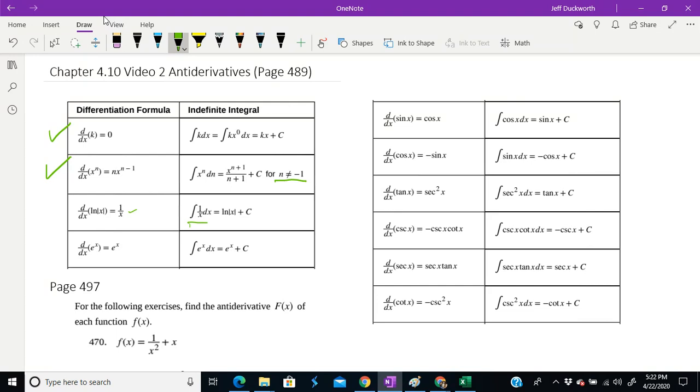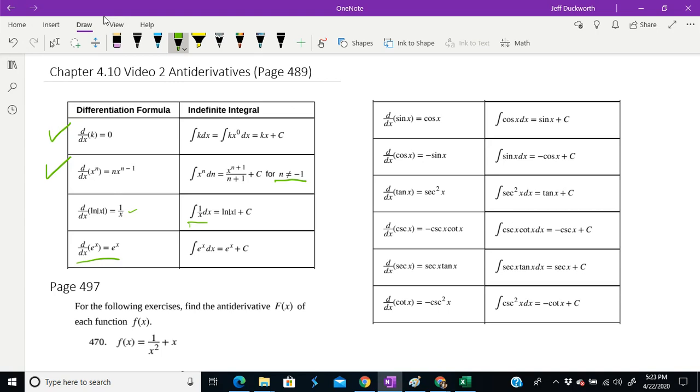So it has to follow the rules for natural log. The domain of natural log is from 0 to infinity, not including 0. So when we take the integral of 1 over x, it's going to be the natural log of the absolute value of x, and then plus some c. The derivative of e to the x is just e to the x, so the integral of e to the x is going to be e to the x as well, and then plus any constant.